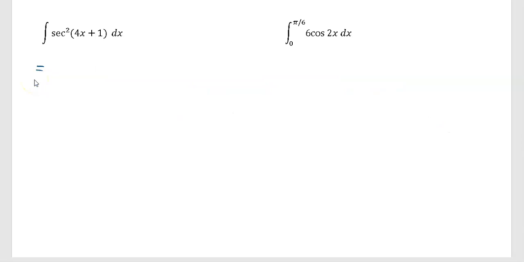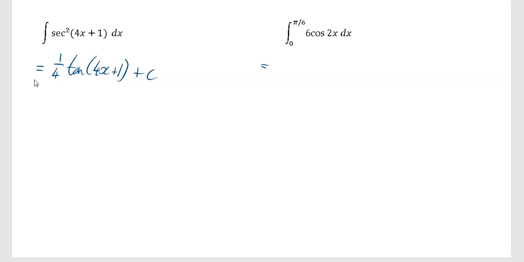Okay, this example, we're integrating sec squared, and it's sec squared of 4x plus 1. So it's just going to be 1 over 4 times tan of 4x plus 1. Just always be careful to have the brackets, and then plus your constant of integration c.